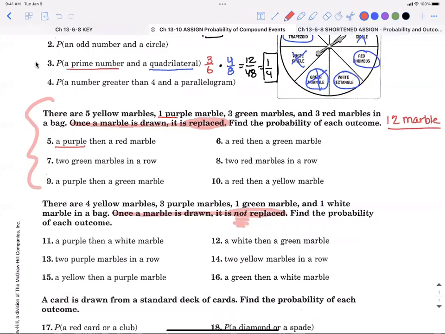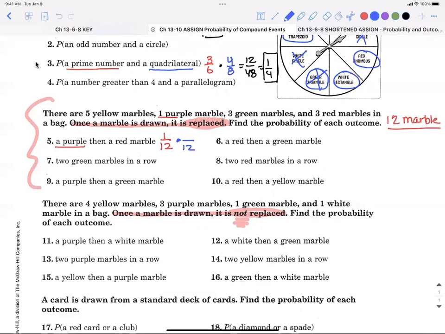Purple, we have 1. So a 1 out of 12 probability of drawing a purple. Now, we drop that marble back in the bag. So how many do we have in the second draw? We have 12 again, right? Because we replaced the marble that we just pulled. Now we shake the bag up.